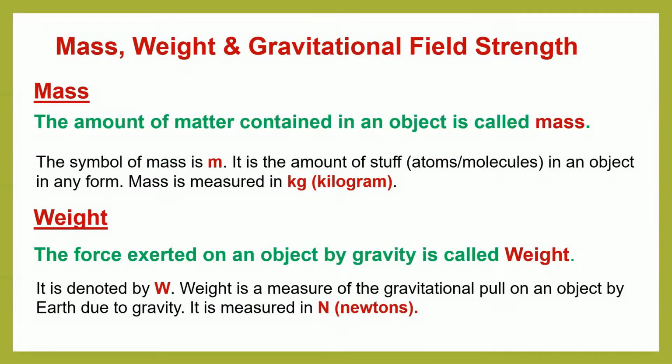The amount of matter contained in an object is called mass. The symbol of the mass is m. It is the amount of stuff in an object in any form. It could be gas, liquid, solid. Mass is measured in kilogram.